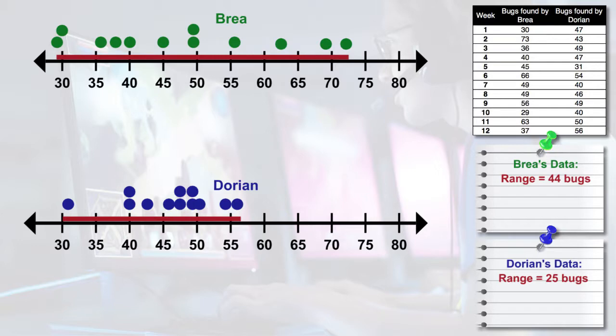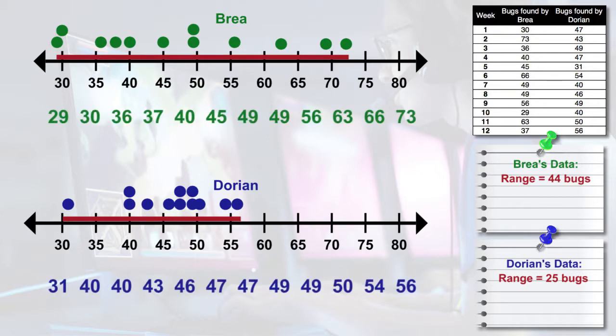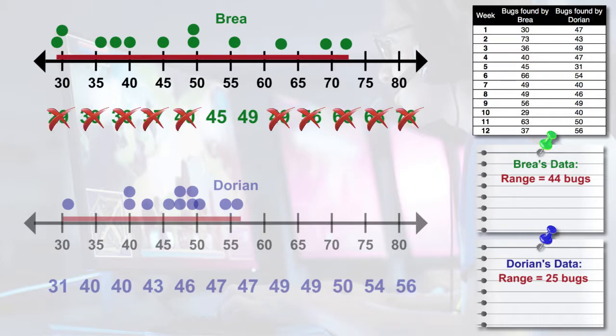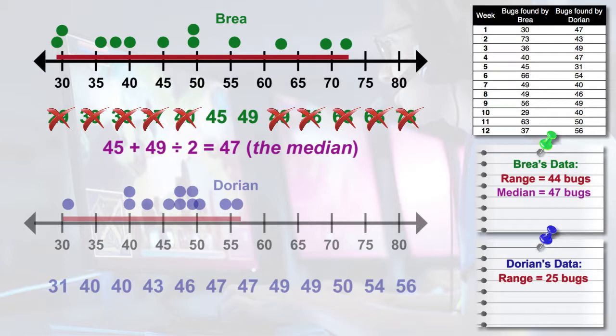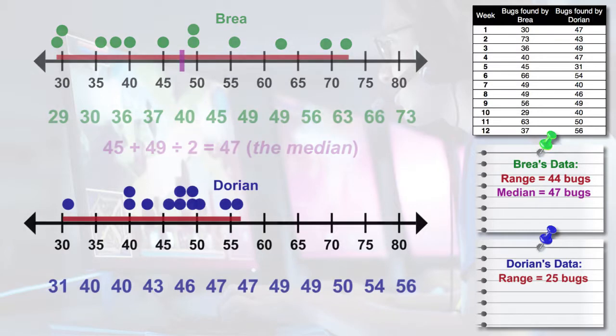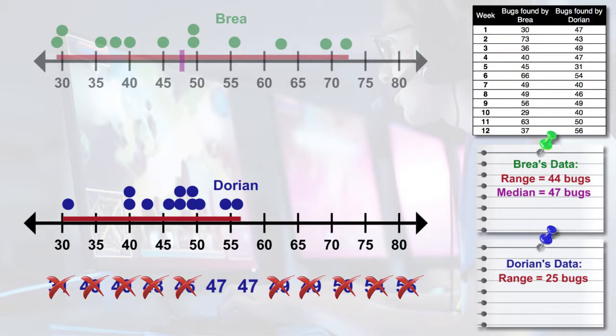Another way we can compare the number of bugs found by each employee is to find the median, or the middle number, of each set of numbers. First, each set of data will need to be put in order from the smallest number to the largest number. Let's start with Bria. Count in from each side until we find the 2 middle numbers. The 2 middle numbers are 45 and 49. We need to add them together and then divide by 2 to find the median. The median for Bria is 47. Looking at Dorian's numbers, the 2 middle numbers are both 47, so the median is 47.